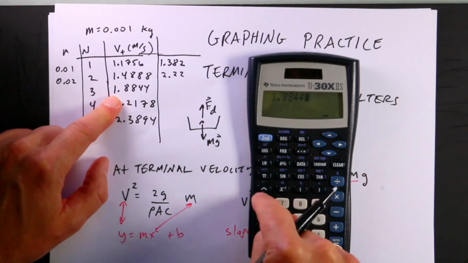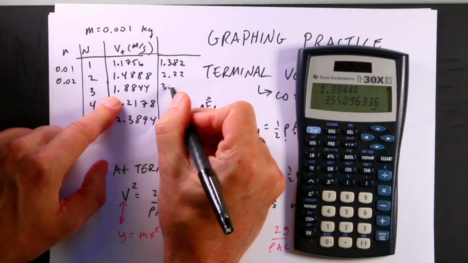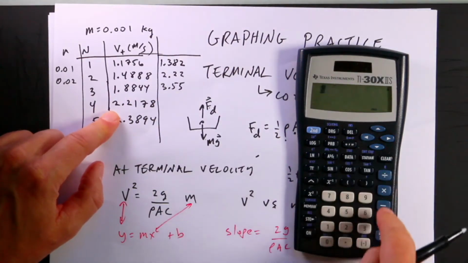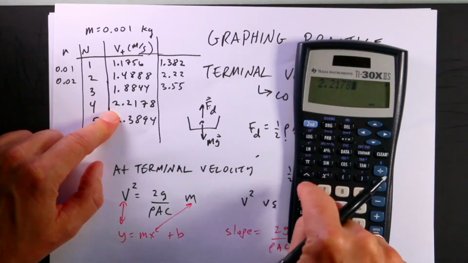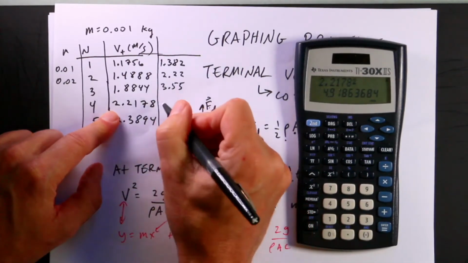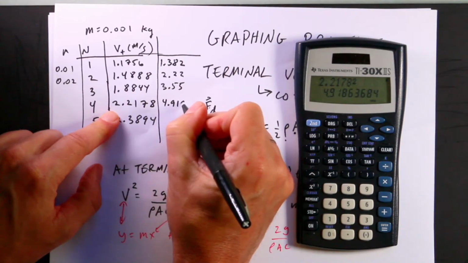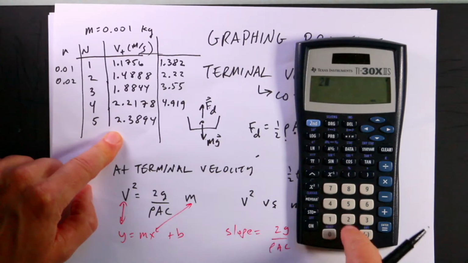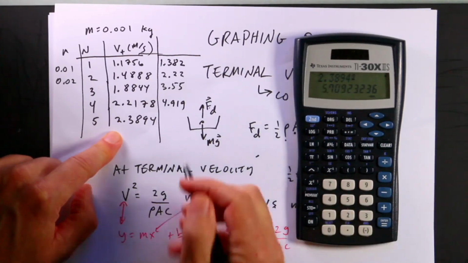1.8844 squared, I get 3.55. Clear. 2.2178 squared equals, I'm getting better with the calculator already, 4.919. And then down here, I get 2.3894 squared, enter.